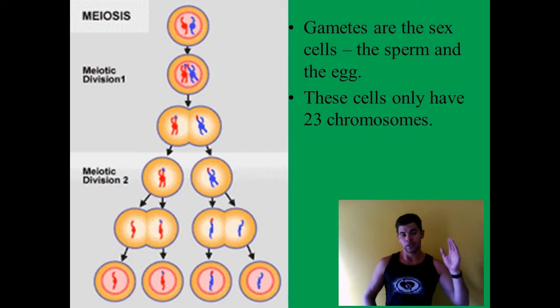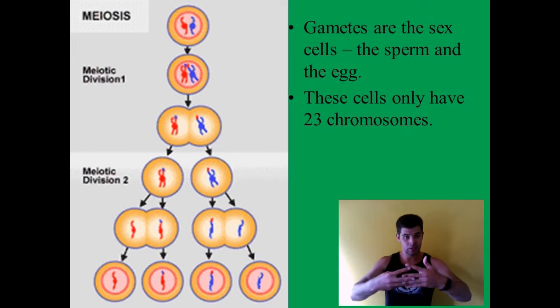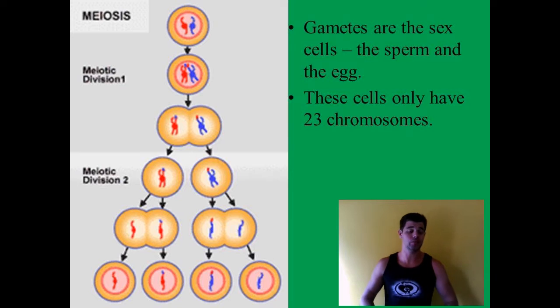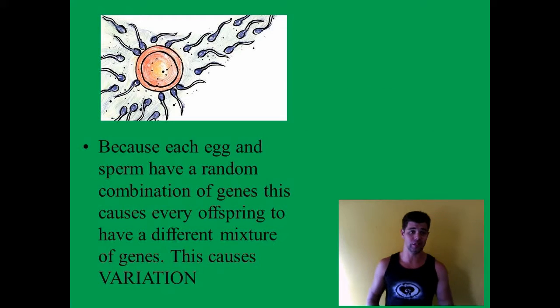Okay, so 23 chromosomes in sperm, 23 chromosomes in egg, join them together, you get 46 chromosomes, 23 pairs, and that's what starts you off. That's how you're fertilized, and that's how you began, and that will determine what genes you get.